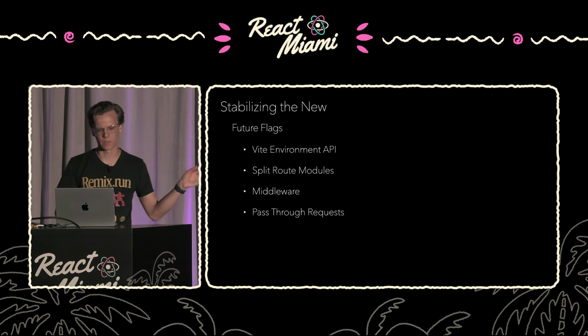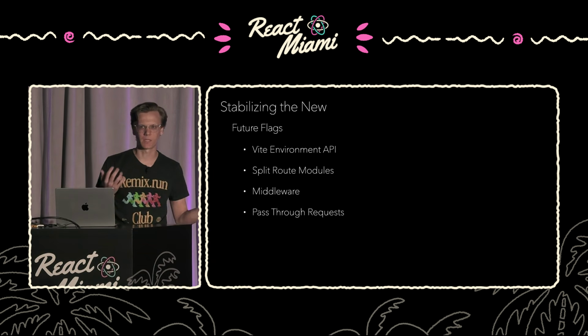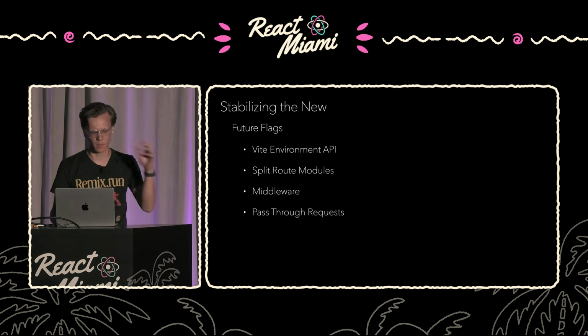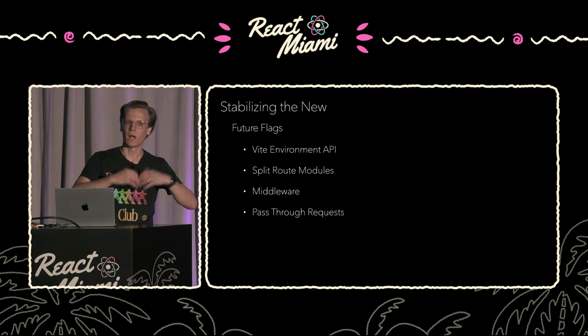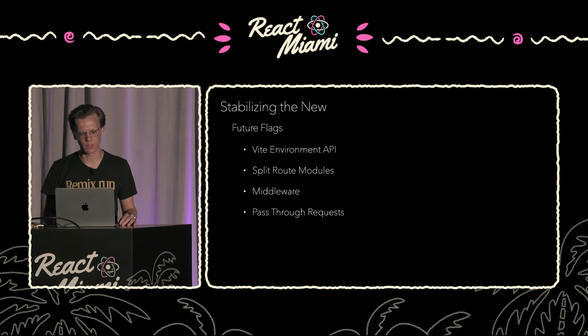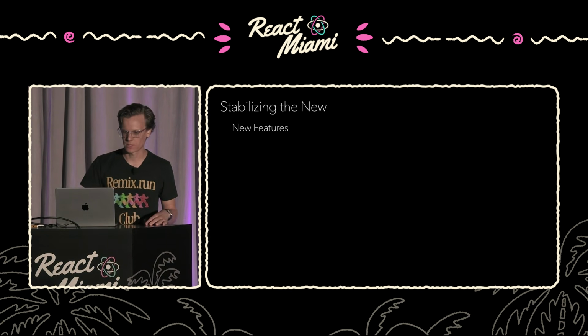We have the Vite environment API. That one's pretty simple. Split route modules, probably not going to experience a big breakage there. And I'll talk about it in a second. Middleware, that has some breaking APIs, but there's a way to upgrade it to where you don't even have to break anything. So you can check out the docs on that.